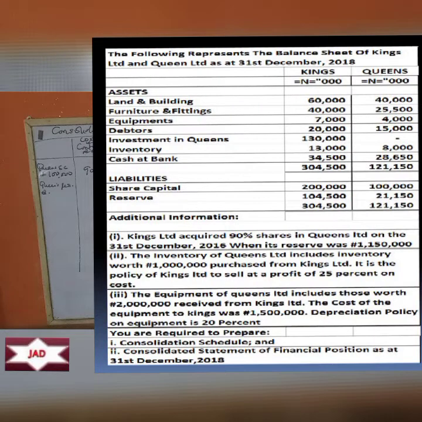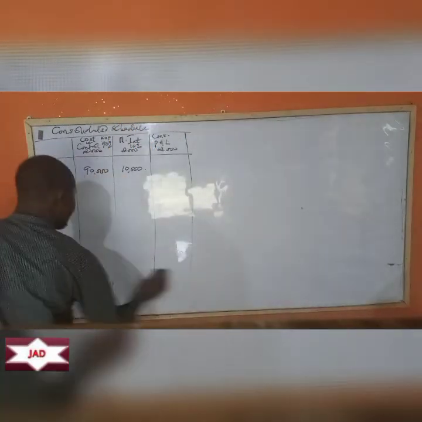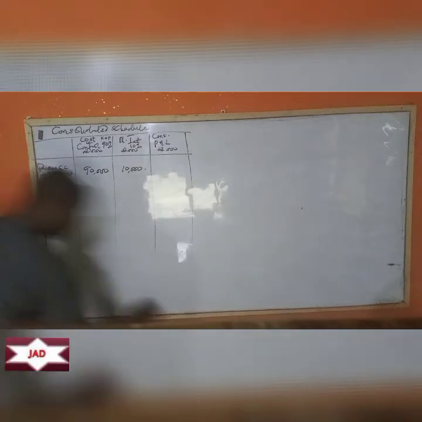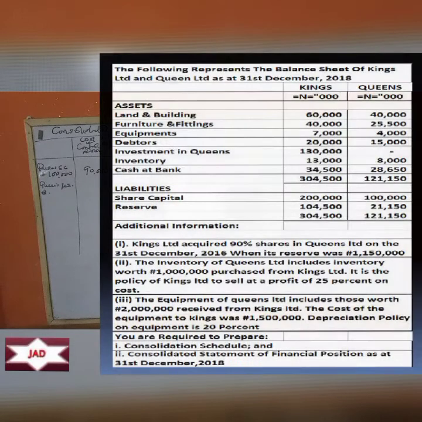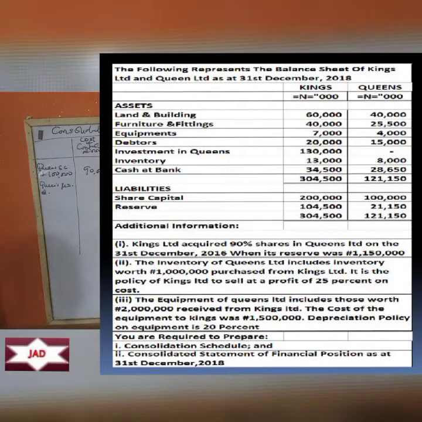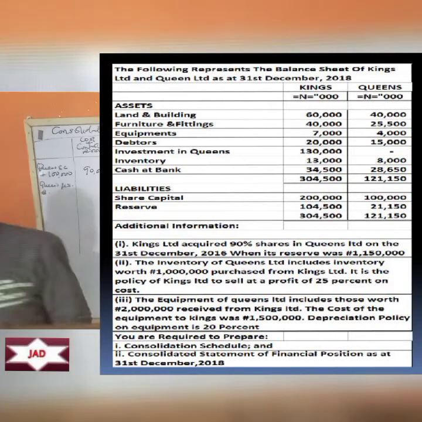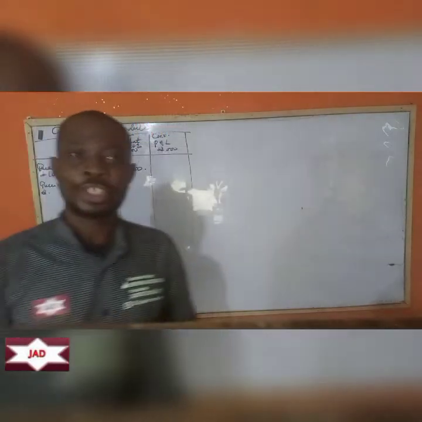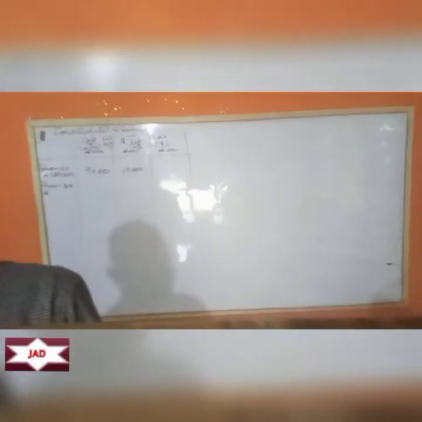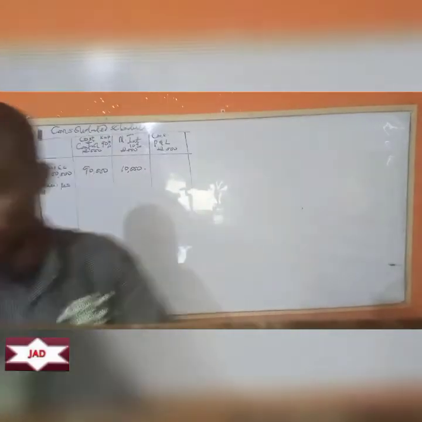They say inventory of Queen's Limited includes 1 million purchased from King's Limited. It is the policy of King's Limited to sell at a profit of 25%. So that means that inventory that was purchased from King's has a profit element. King's sold to Queen's at 1 million. So from King's perspective, it is the selling price. From Queen's perspective, it is cost price. But because of consolidation, it becomes a book of the group, which is King. So King cannot be selling to itself. So they have to adjust for the profit element there.